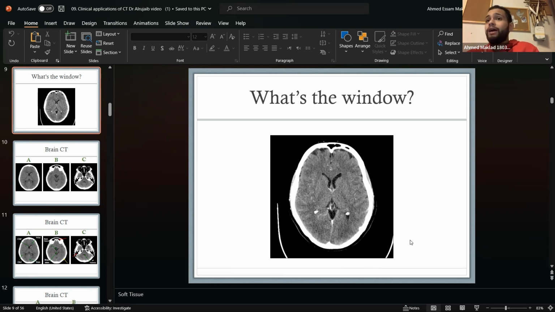Personally, at least, I don't know if this is something, but I've never heard of something called a brain window. Maybe it exists. I just never heard of it.